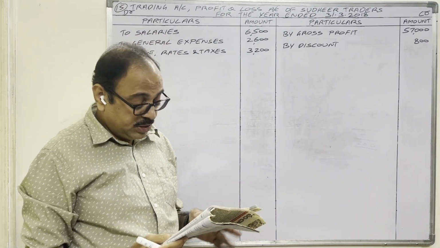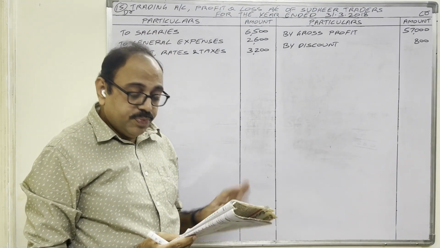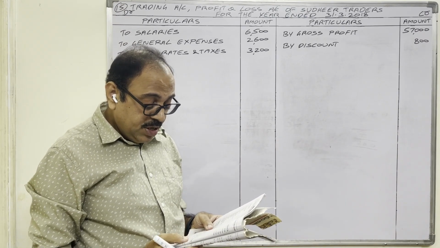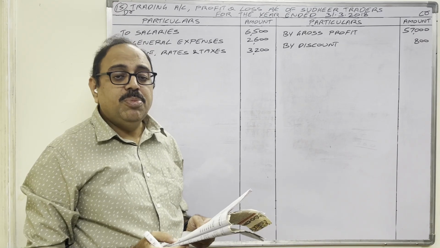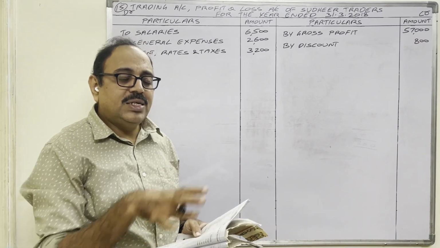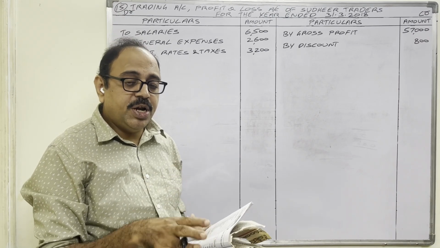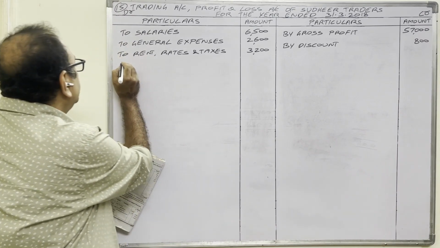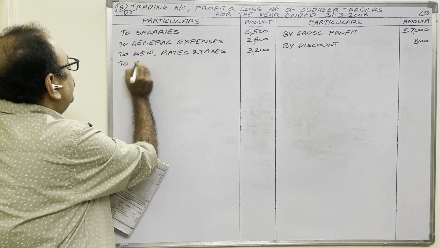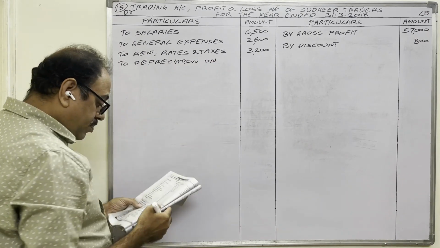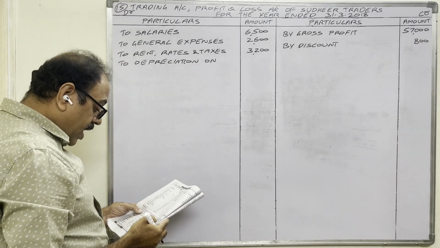Come to adjustments. Closing stock value, not here. Depreciation on furniture 5%, machinery 10%. So depreciation means when we use fixed assets continuously, its value decreases. That expenditure is called depreciation. Debit side, because it is an expenditure. To depreciation, on two assets there are, no? One by one we will calculate.